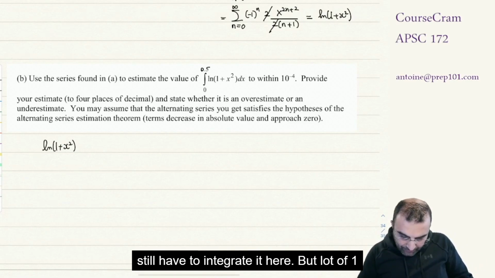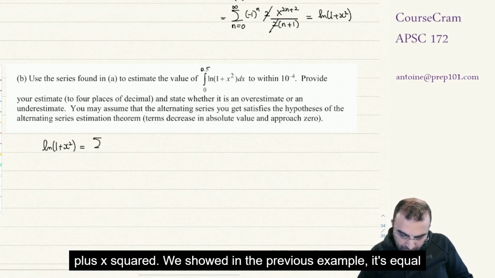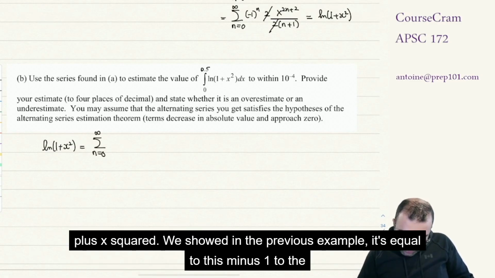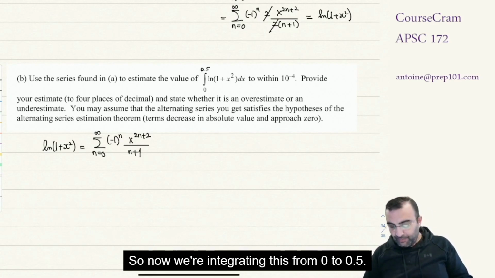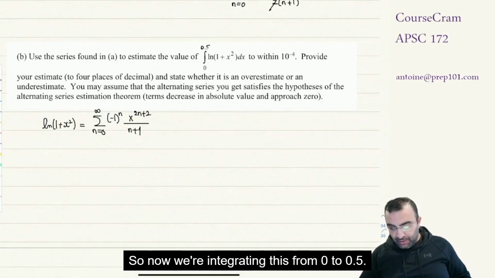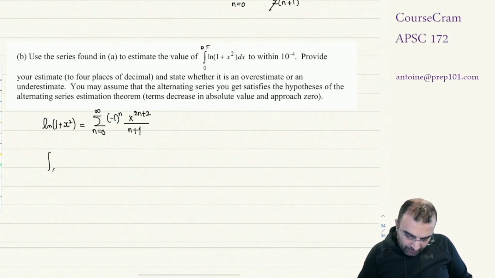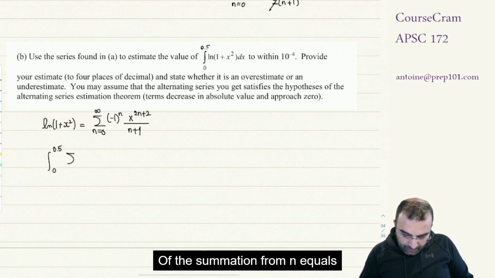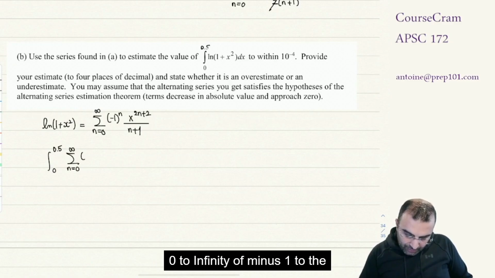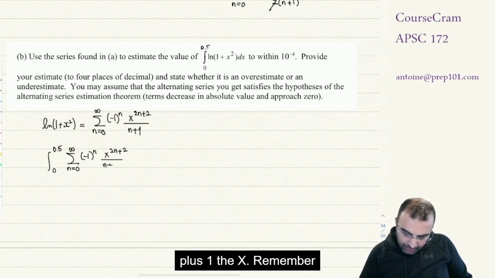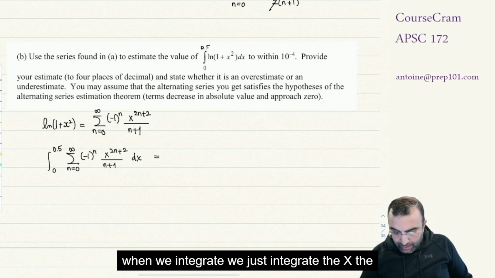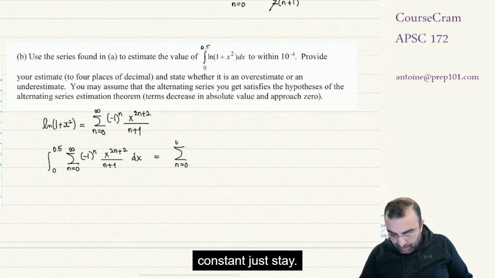Of course, we still have to integrate it here, but ln(1 + x²), we showed in the previous example, is equal to the summation of (-1)^n x^(2n+2) over n+1. So now we're integrating this from 0 to 0.5. So we have the integral from 0 to 0.5 of the summation from n equals 0 to infinity of (-1)^n x^(2n+2) over n+1 dx. Remember, when we integrate, we just integrate the x, the constants just stay.